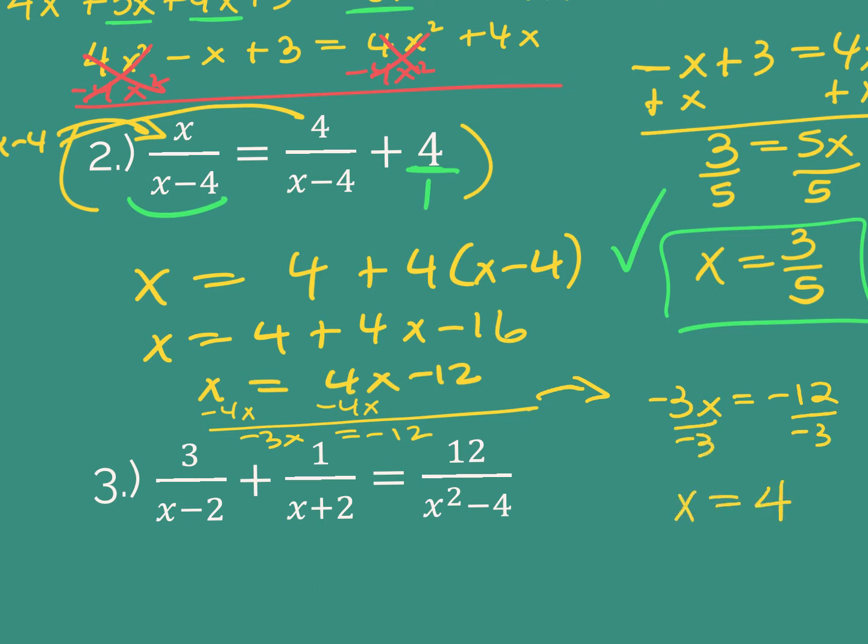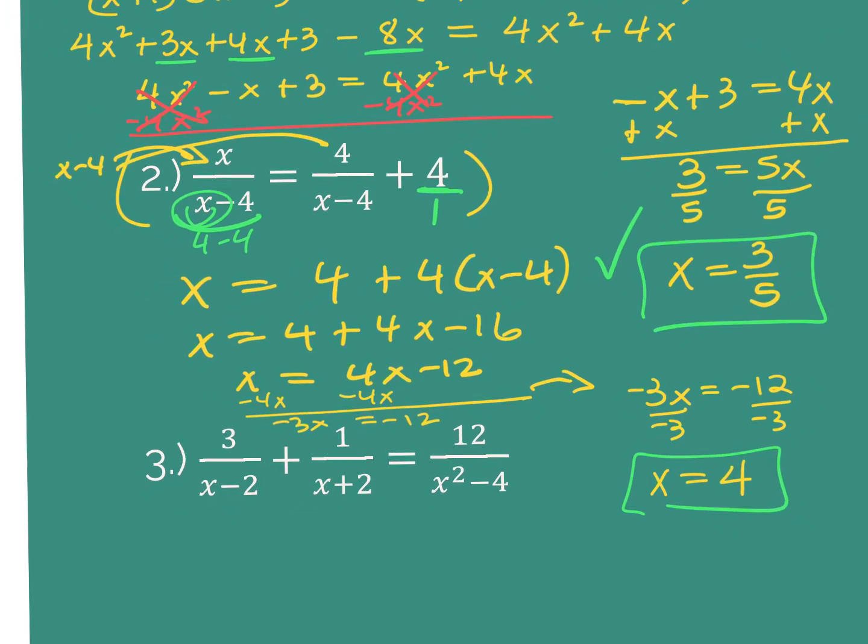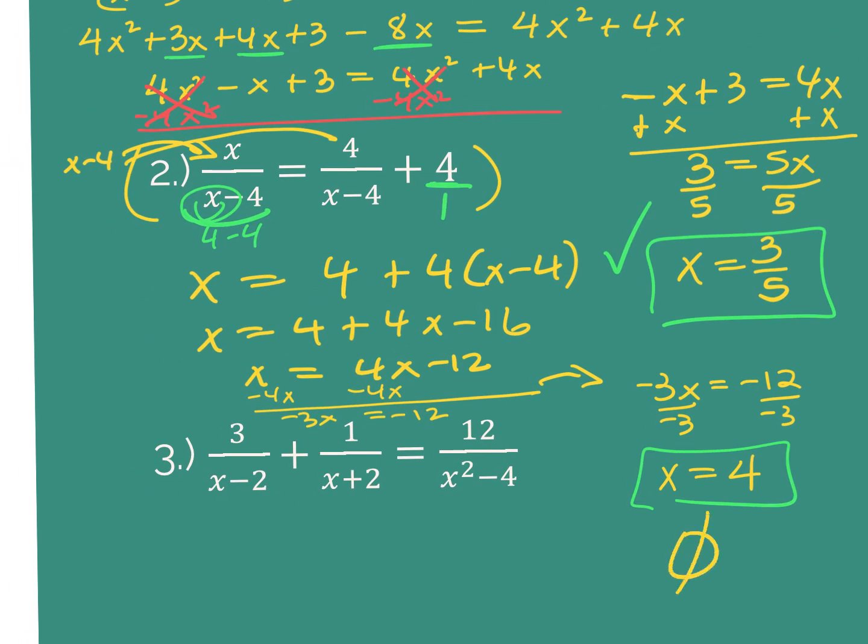Remember, we need to check. Soon as I plug it in up here, 4 minus 4 is 0. This is extraneous. I need to get rid of it. So this answer is no solution, because this answer is extraneous. So get rid of it. Everybody good there? Let's try number 3.